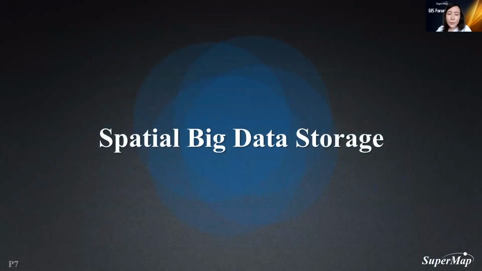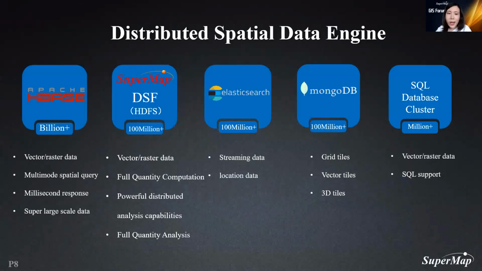First is spatial big data storage. Well, there are many distributed spatial data engines that have been developed, like HBase, SuperMap DSF, Elasticsearch, MongoDB, and the last one is some SQL Server database. And well, each of them has their own characteristics, and I'm going to introduce 2 of them in particular.